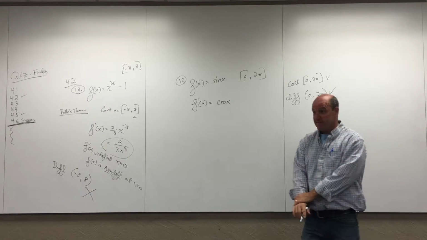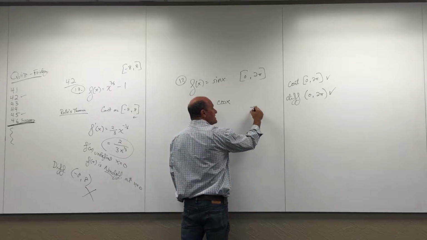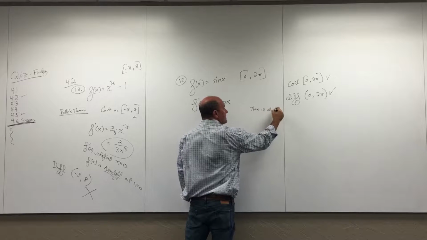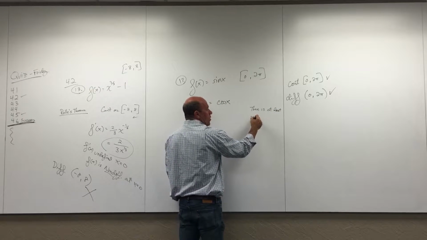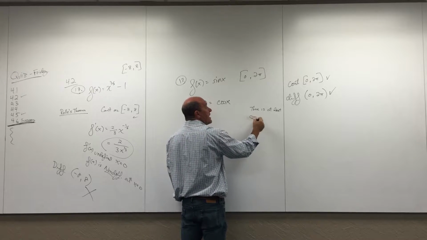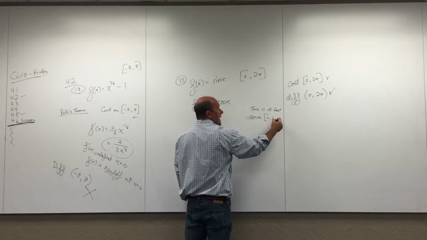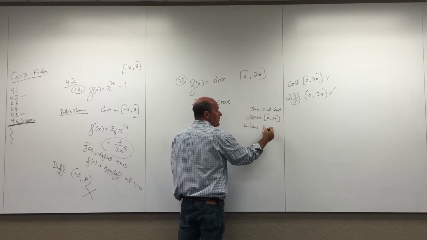What was the conclusion of Rolle's theorem? The conclusion was there is a c. There is at least one number c, there is at least a number called c that lives in there. It lives in 0 to 2 pi, where the derivative is 0. Where the derivative is 0.